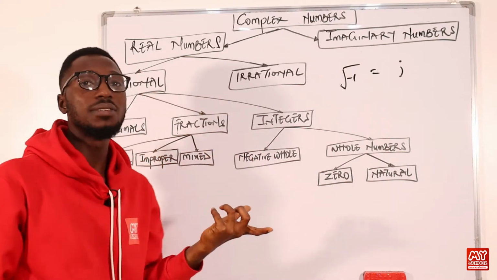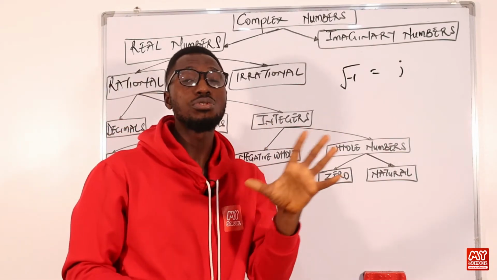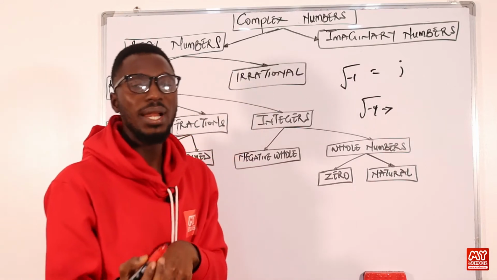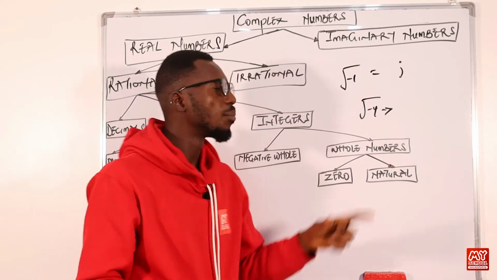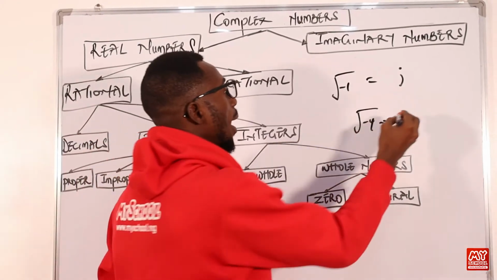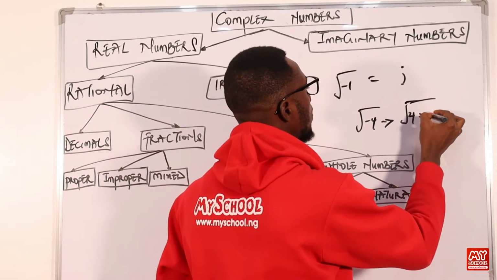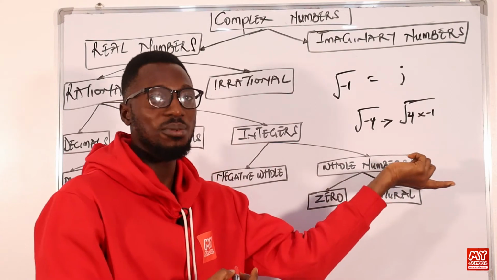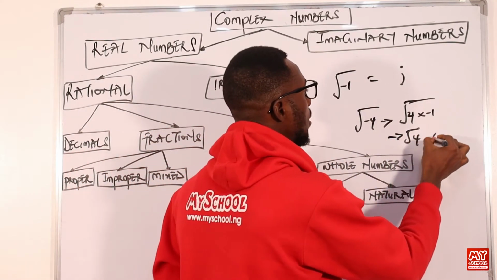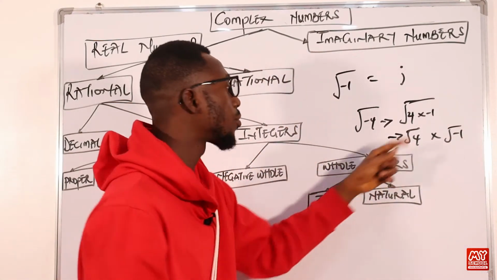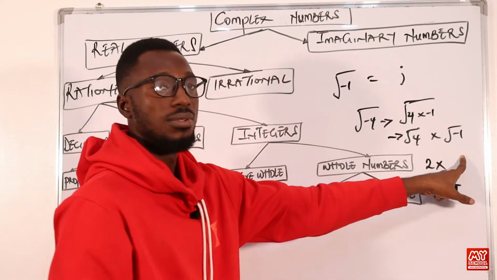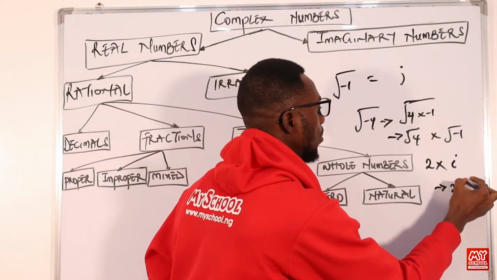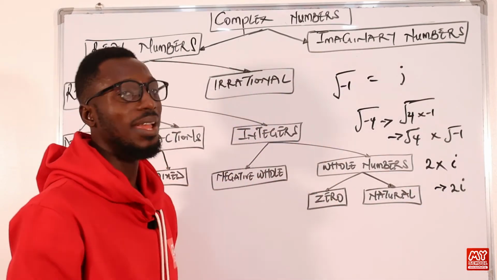So for instance, if I ask you to find the square root of minus 4, how do we find this? We remember that the square root of 4 can be plus 2 or minus 2, isn't it? But right here we have minus 4. So minus 4 actually means 4 times minus 1. And from our video lesson on surds, you can understand how to do this better. This will now imply root 4 times root minus 1. Square root of 4 is 2. Square root of negative 1 is i. So you can see that this is 2i. Do you see it? So these are imaginary numbers.